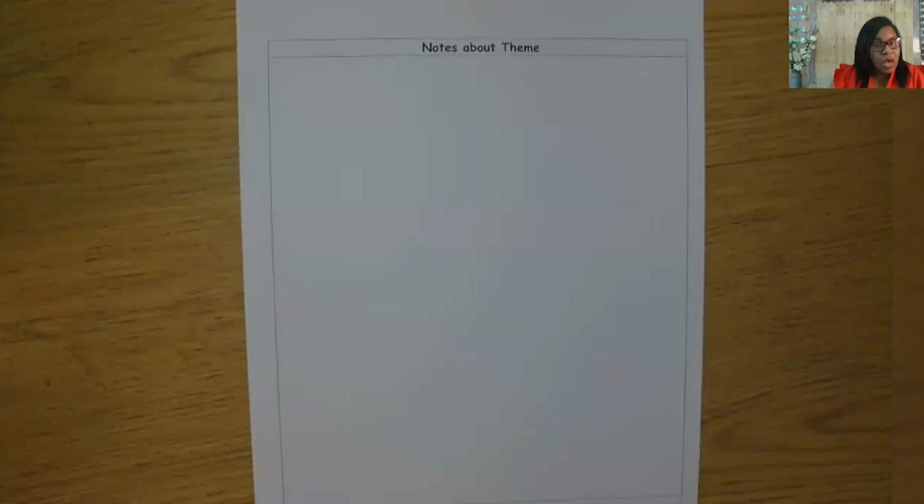Today, like always, we will capture notes and details about the text as we go. I'm going to start a new chart to take notes about the theme. Go ahead and write notes about theme at the top of your paper. This is our chart that we will use as we read the text. If you have a copy of the text, you can use it as we read together. If not, you can listen as I read parts. Also, don't forget to take notes on your own.